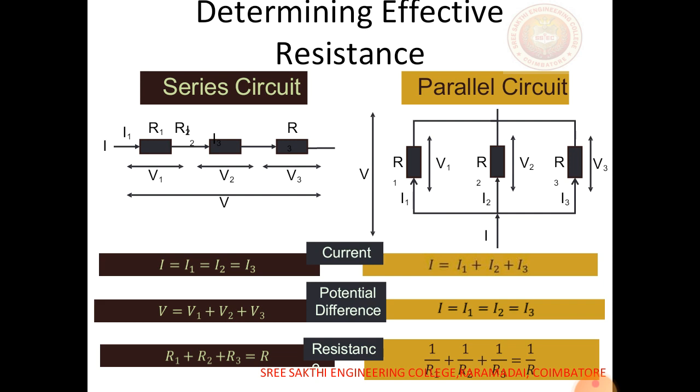When we consider current, the series circuit will have the same current, while the parallel circuit will share the current. But in voltage, the series circuit will share the voltage, and the parallel circuit will not share the voltage. Here resistance is equal to R1 plus R2 plus R3 for the series circuit, but in the parallel circuit 1 by R1 plus 1 by R2 plus 1 by R3 is equal to 1 by R.